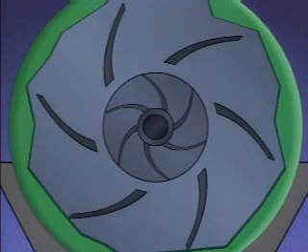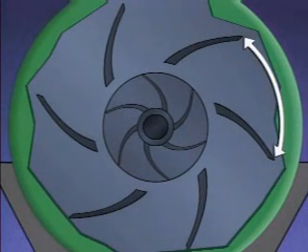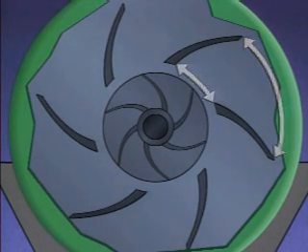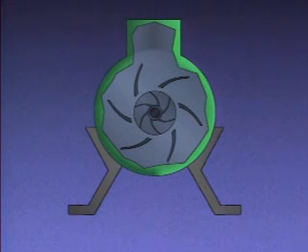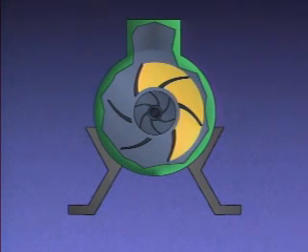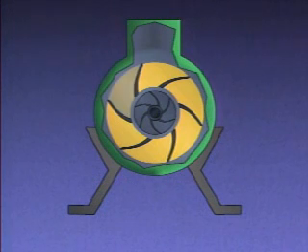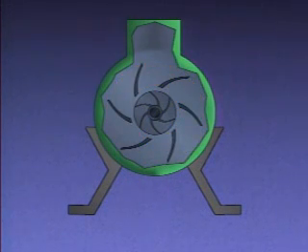When we look at the vanes closely, we can see that the distance between the outer tips of the vanes is greater than the distance between the inner tips. As a result, the vanes create a series of small volutes all around the impeller. This arrangement of vanes balances the radial thrust around the impeller.